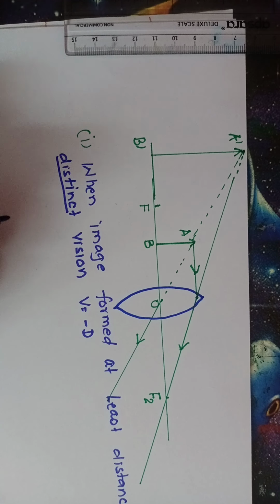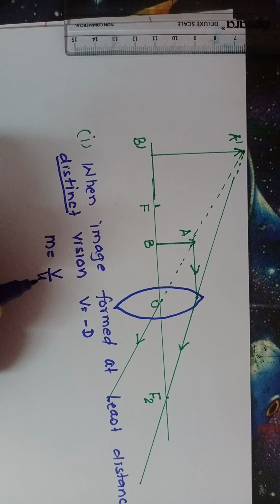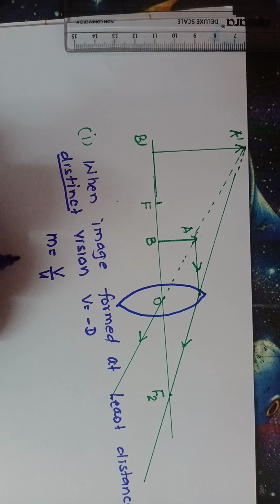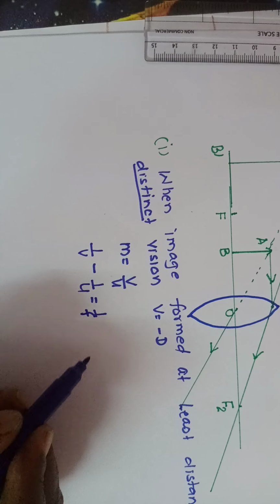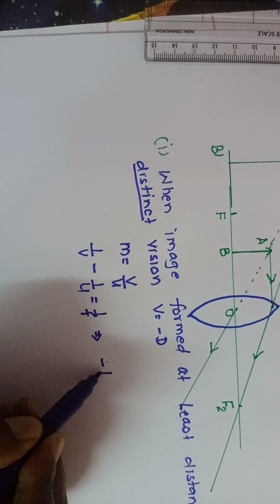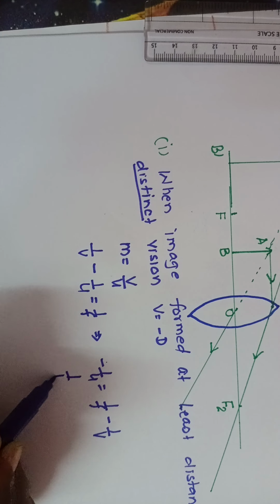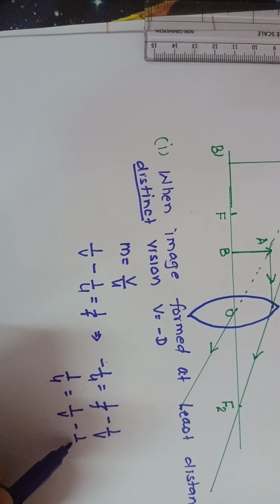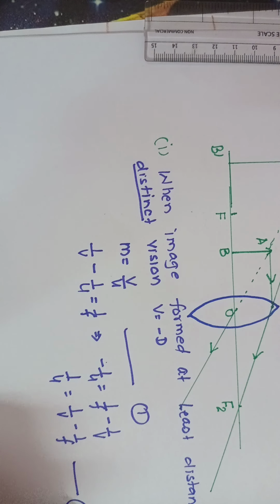Okay, now magnification is given by M equal to V by U, and U will be what? 1 upon V minus 1 upon U equal to 1 upon F. So from this equation we can calculate minus 1 upon U equal to 1 upon F minus 1 upon V, multiplied with minus U, equal to 1 upon V minus 1 upon F. This is equation 1, this is equation 2. Put the value of 1 by U in equation 1.